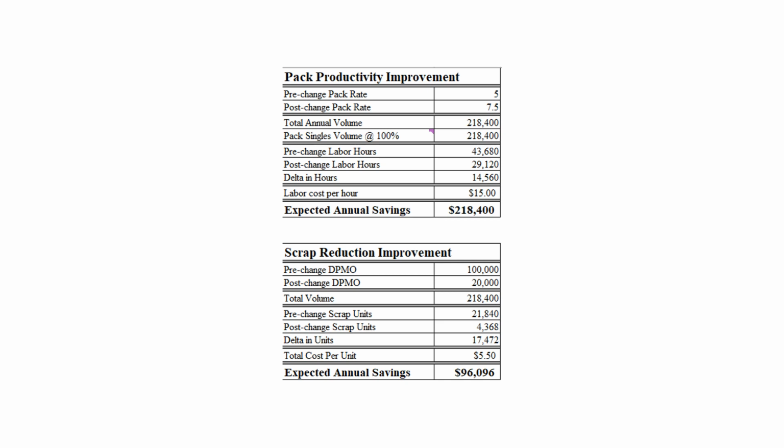This brings us from almost 22,000 failed sandwiches down to 4,368 failed sandwiches. At $5.50 per failed sandwich, that gives us an annual savings of $96,000 per year, in addition to the $218,000 per year in labor savings. That brings us to a grand total of an expected $314,496 in savings per year.